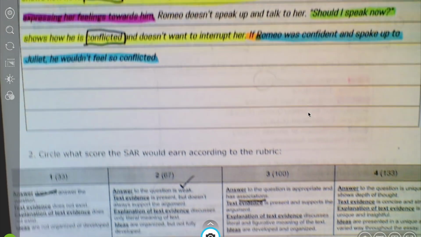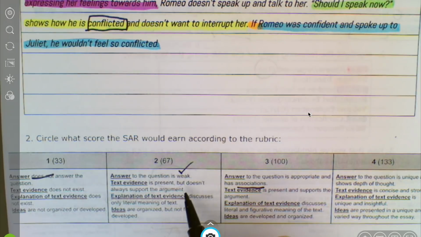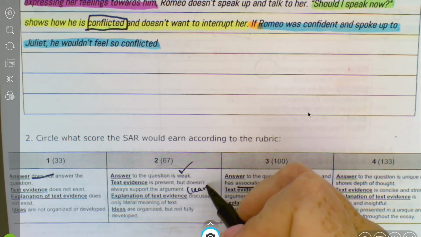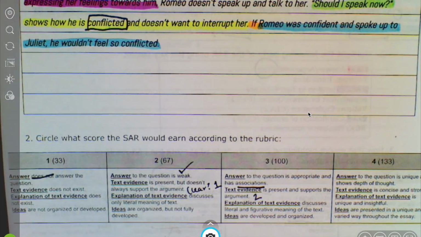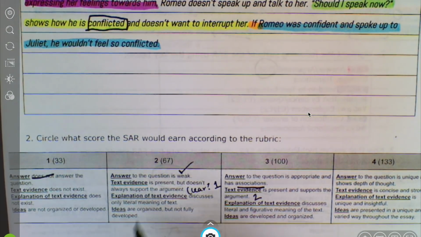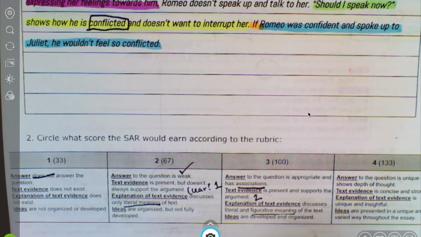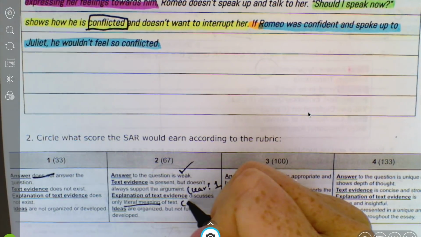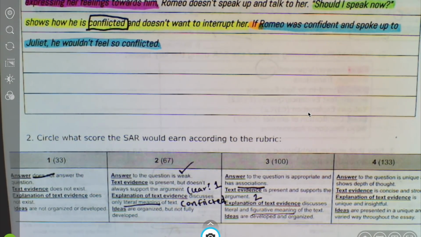So when I go down to this rubric, it says text evidence is present but doesn't always support the argument. It does, but it's not necessarily clear on how it supports the argument. Also, there's only one piece of text evidence, and here I have 2, which is what we need. Also, when I look into the explanation of the evidence, this says it just discusses the literal meaning, and here we're talking about the figurative meaning. Because I only use the word conflicted in this SAR, I am really only addressing the literal meaning. I'm not going beyond that. I just keep repeating the same thing. So it's not showing depth of understanding, which means that this would be a 2 on the rubric, all right?